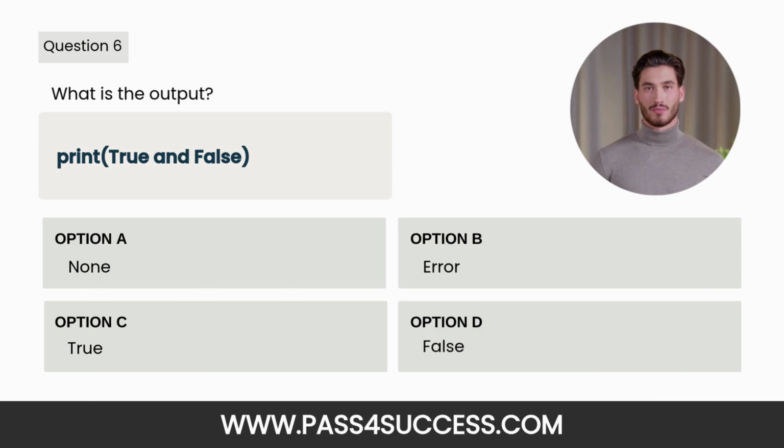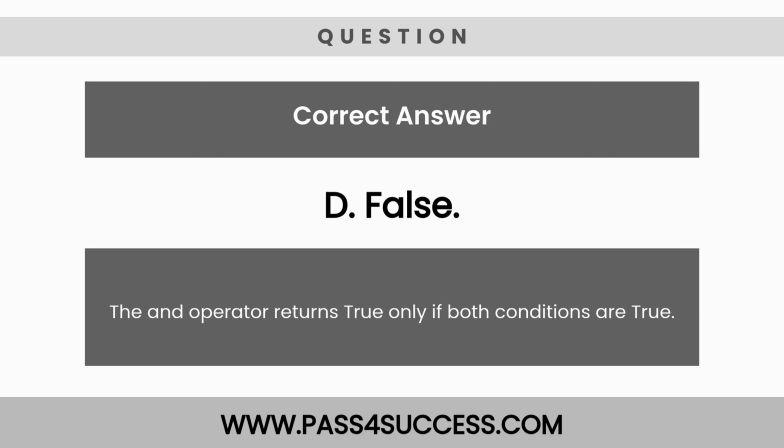Question 6. What is the output? Options: A. None, B. Error, C. True, D. False. Pause for 5 seconds. Think about the best answer. The correct answer is D. False. Explanation: the operator returns true only if both conditions are true.